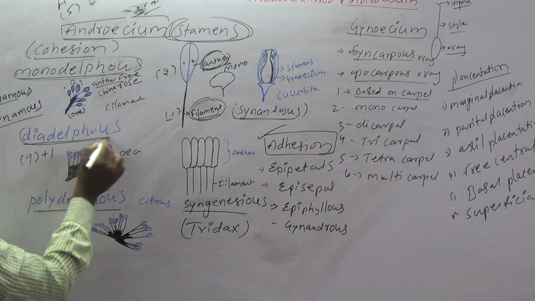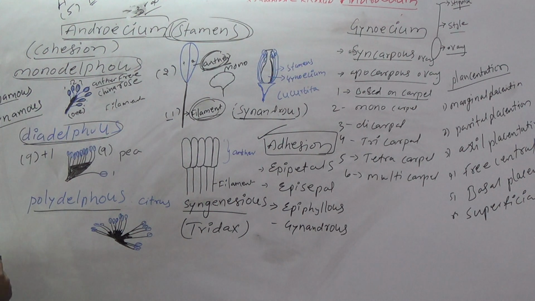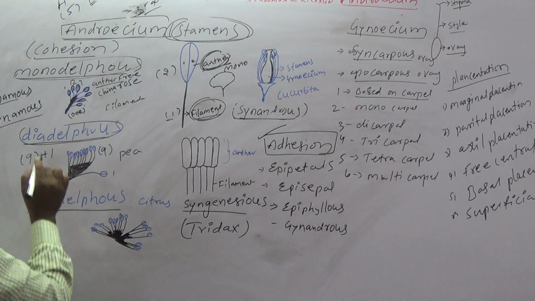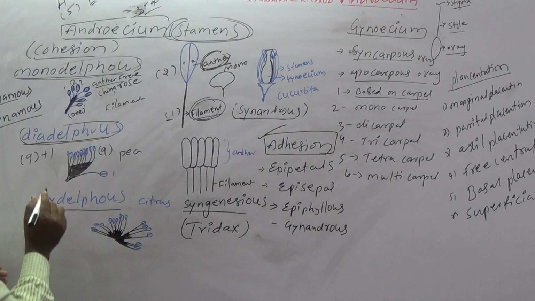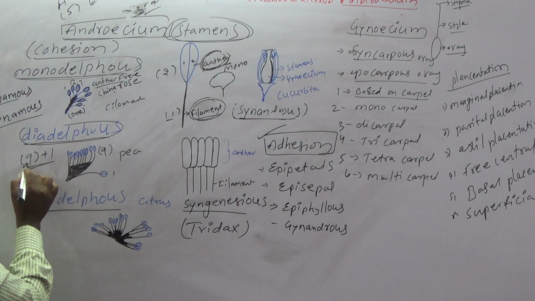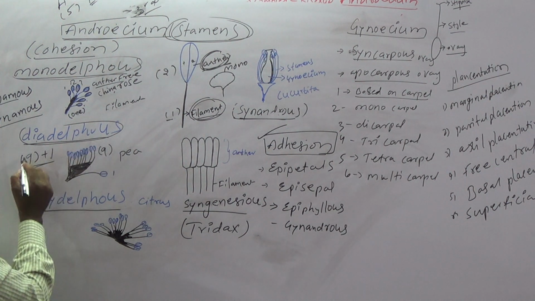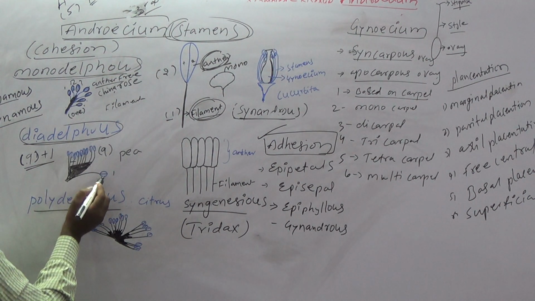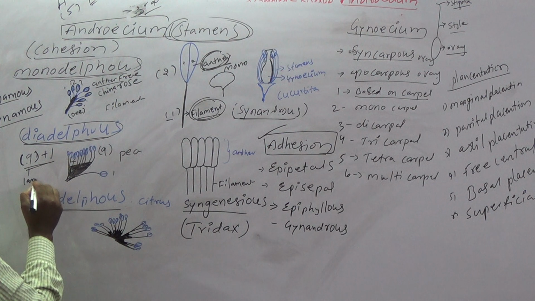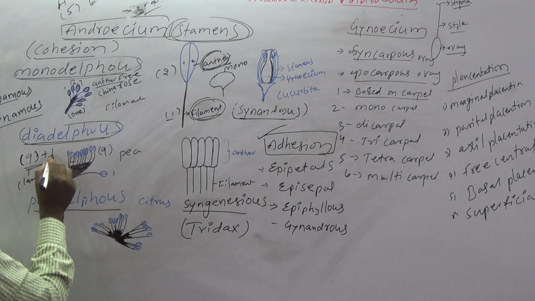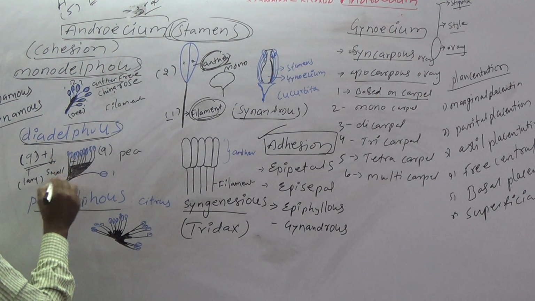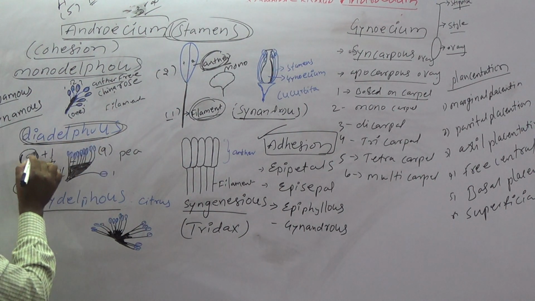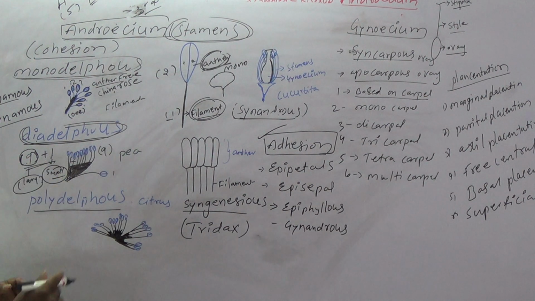First of all, monodelphous means the anthers are free and the filaments are united to form one bundle. And diadelphous, how many stamens are there? 10 stamens, 9 plus 1. In diadelphous, 9 stamens are united and the 10th stamen is free. The 9 form a large bundle and this one is a small bundle. So 2 bundles are formed in diadelphous. In the large bundle 9 stamens are united. In the small bundle only 1 stamen is present.